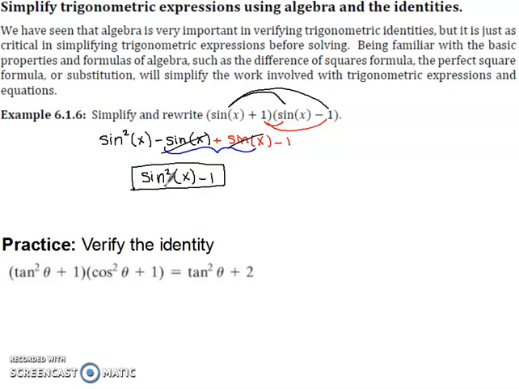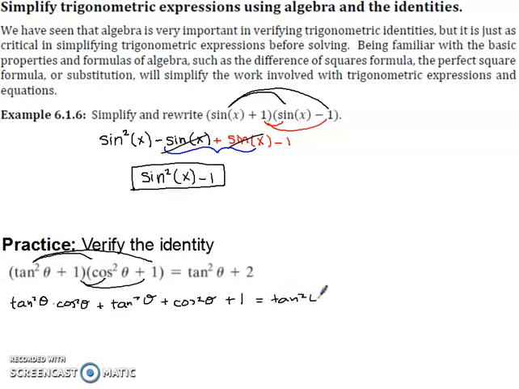So I'd like to practice verifying another trig identity by using a similar process. I'm going to multiply out this left-hand side. I've got tangent squared theta plus 1 multiplied by cosine squared theta plus 1. Tangent squared times 1 is just tangent squared theta. 1 times cosine squared is just cosine squared theta. And 1 times 1 is a positive 1. And I want to show that that is equal to tangent squared theta plus 2.